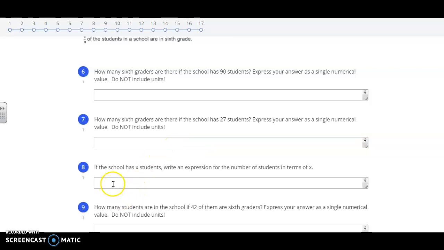Number 8. If the school has x students, write an expression for the number of 6th graders in terms of x. Pause and solve.